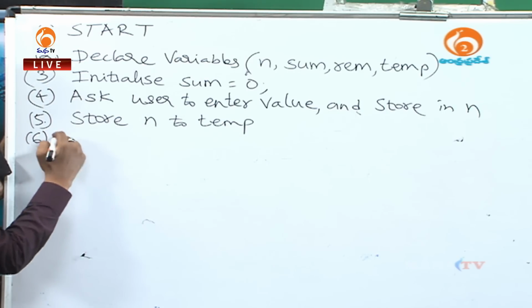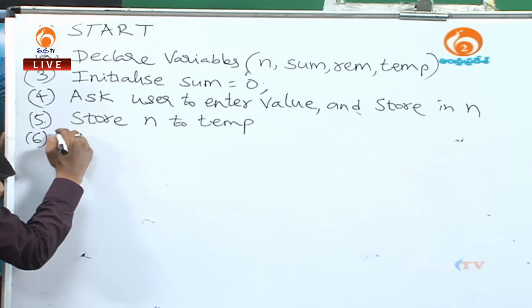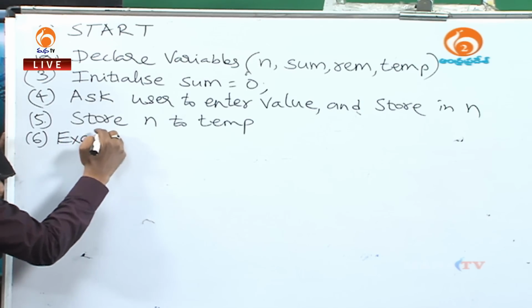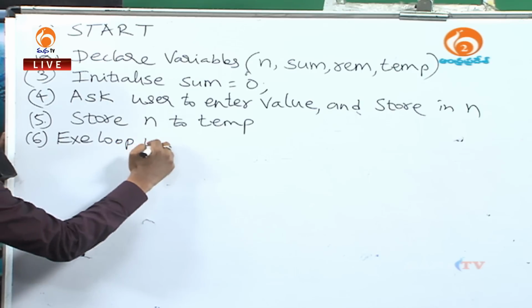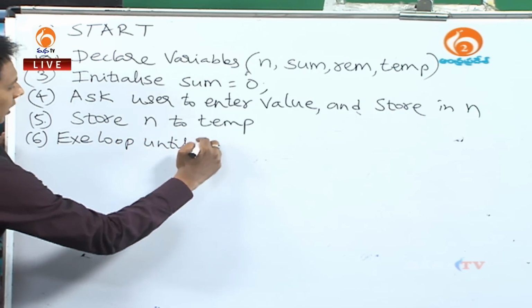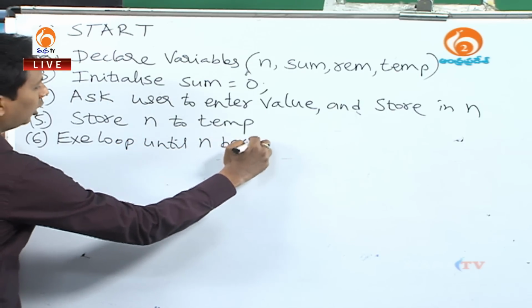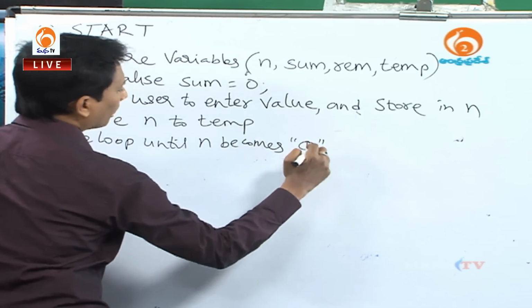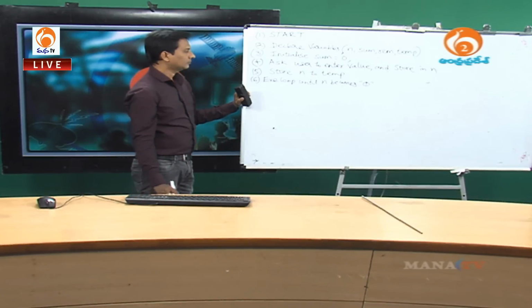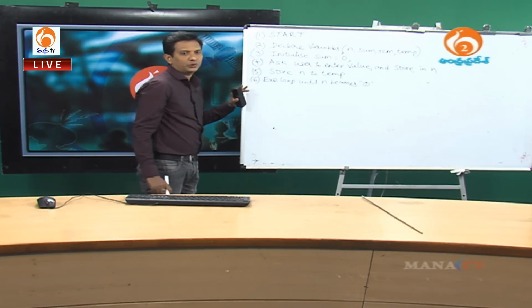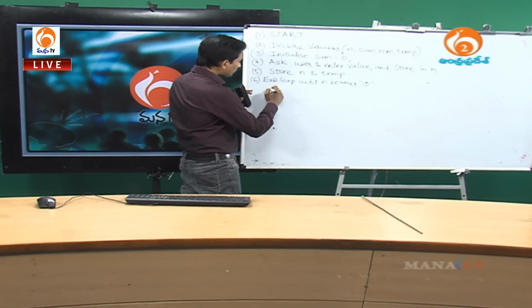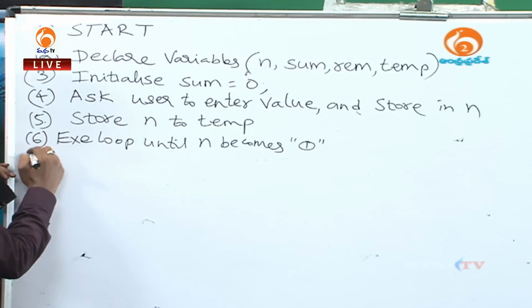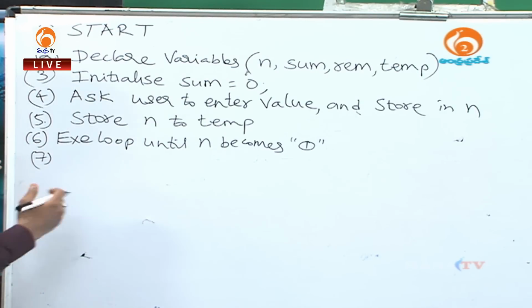Next, use any loop, execute the loop until n becomes, means the given value becomes 0. Until n becomes 0. Next, step 7. Next, I am writing the logic here.